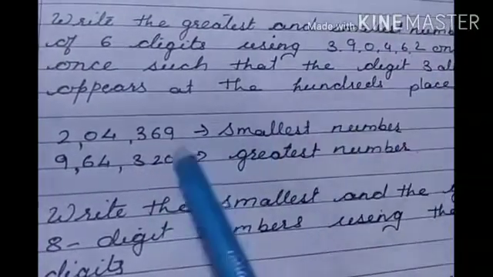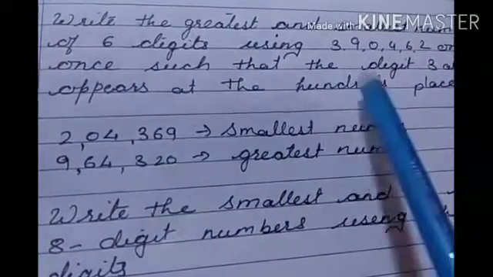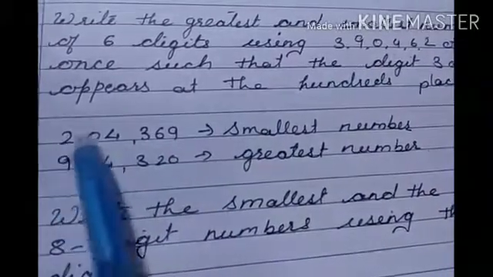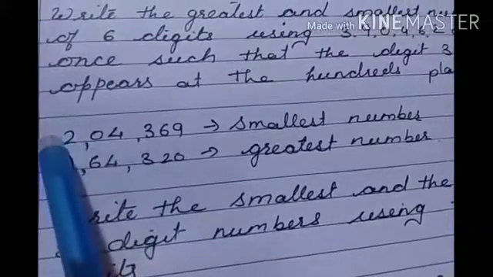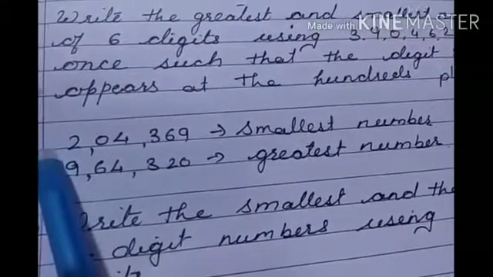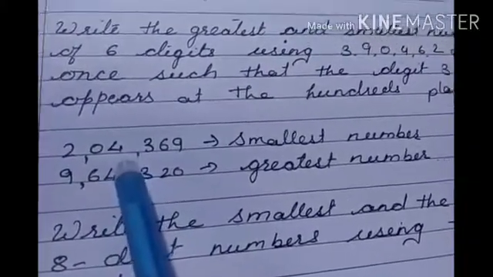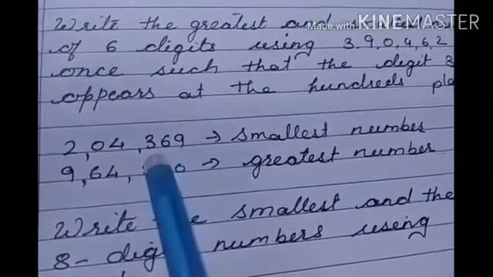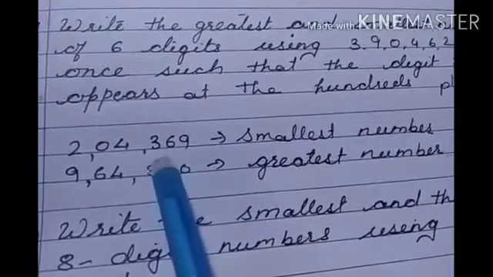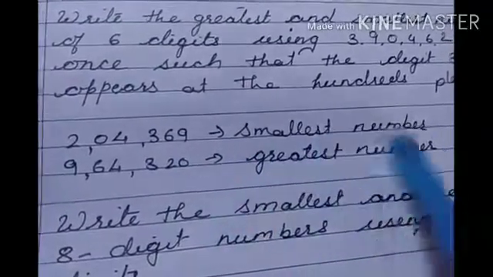Okay, after writing 3 here, the smallest number is 2. So 2 is written, then 0 we have to use. As I told you, 0 doesn't have any value if it is written before 2. Then 4, 6 and 9. 3 will remain in hundreds place. So by this we are able to form the smallest number.